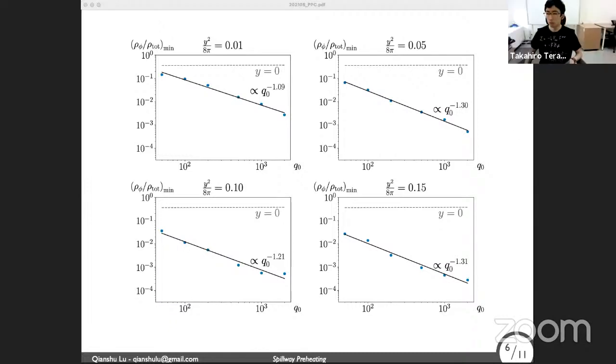Okay, are there any questions or comments? So the cubic interaction, there's Q&A. So there is a question, why can the back reaction from fermions be ignored?